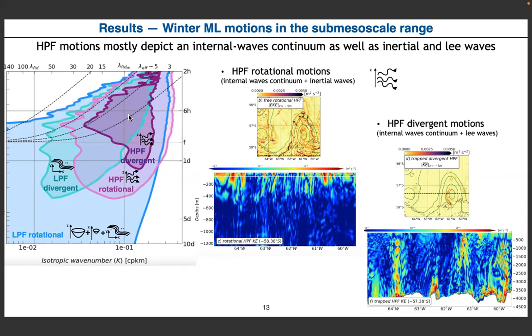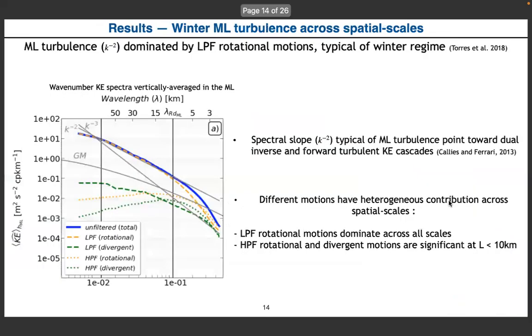So the high-pass filtered rotational motions have a surface intensified vertical structure, and that's consistent with an internal wave continuum and with near-inertial waves. And the high-pass filtered divergent motions account for an internal wave continuum, but also for Lee waves. So those waves are generated at the bottom and then propagate to the surface and reach the surface, as we can see here. So I will skip this for sake of time. We are just checking we have the right spectral slope, and that's the case. So we are happy.